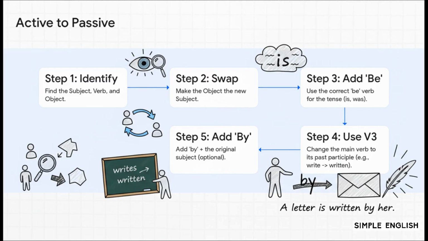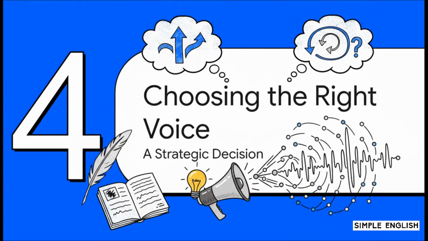See? Not so bad. Now, this is maybe the most important takeaway of all. This is not about active is good and passive is bad. That's not it at all. It's about making a smart, strategic choice. Knowing when to use each one is like a superpower for a writer. It's all about controlling your message.